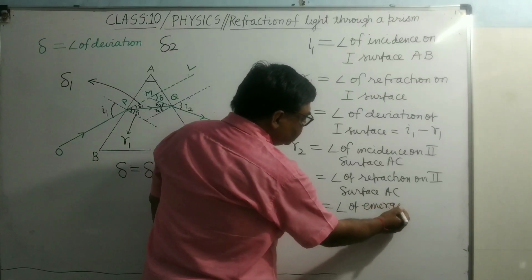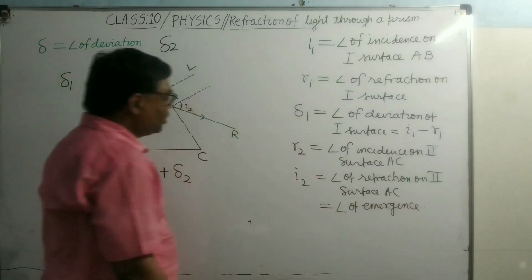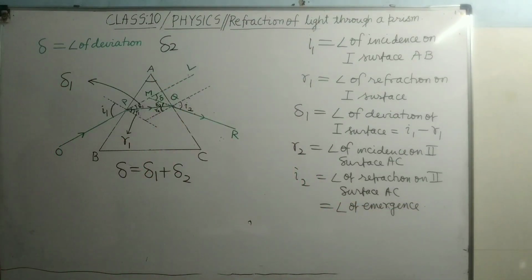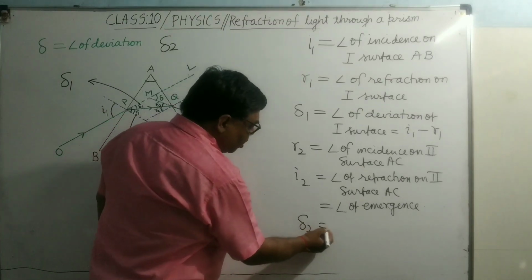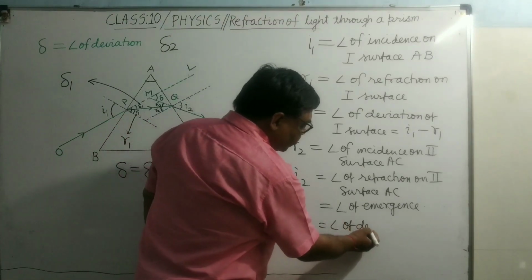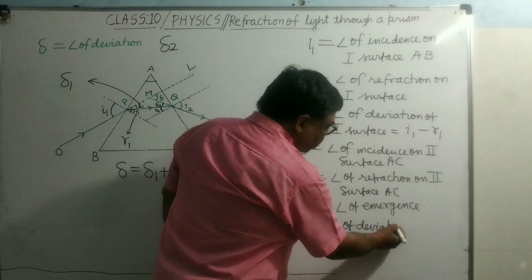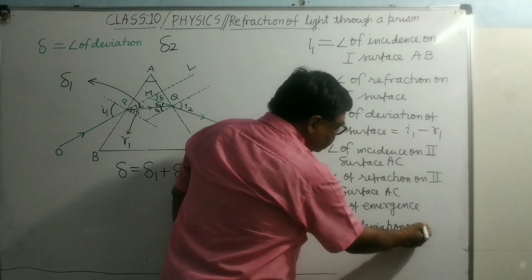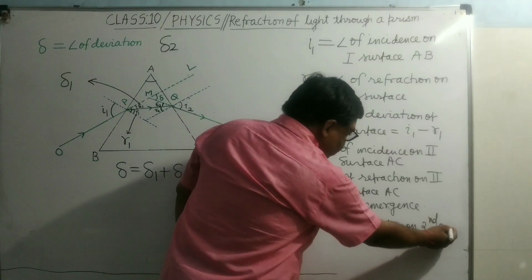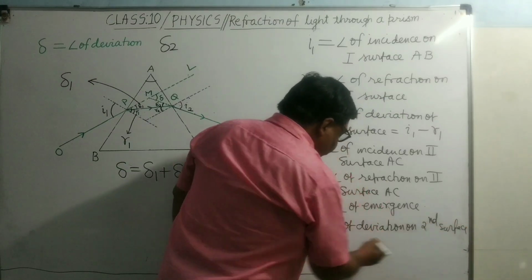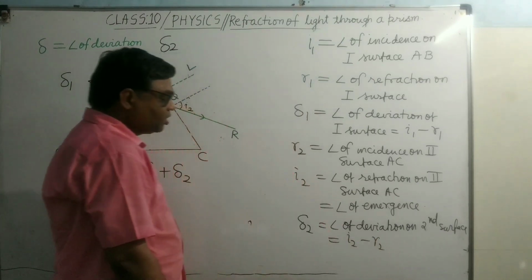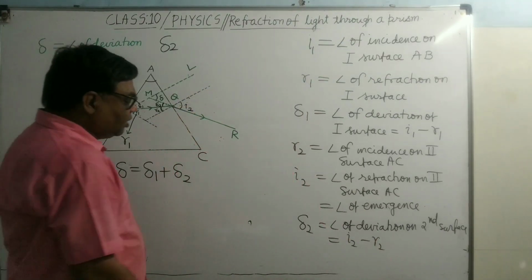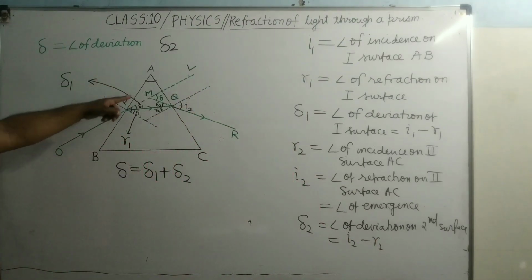Emergence. This is also called the angle of emergence. It's clear. Del 2 is the angle of deviation on the second surface, and it will be equal to I2 minus R2. Which means then del is the total angle of deviation.